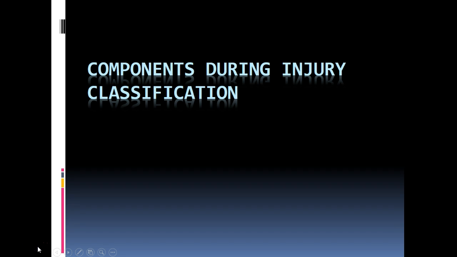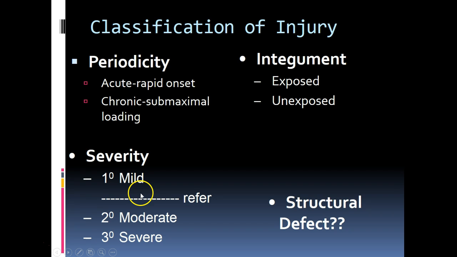So up until this point, we have talked about the anatomical position, the cardinal planes, different types of terms. We've talked about stress versus strain. And now what we're going to talk about is components during injury classification. First thing we have to do is we really have to be able to classify an injury. When we do this, there are specific things that we should include in the classification of the injury. The first thing that we should include is the periodicity of the injury. Was it rapid or was it chronic? In other words, was it a macro trauma or was it a micro trauma? This will help form the history questions that you ask your patient.